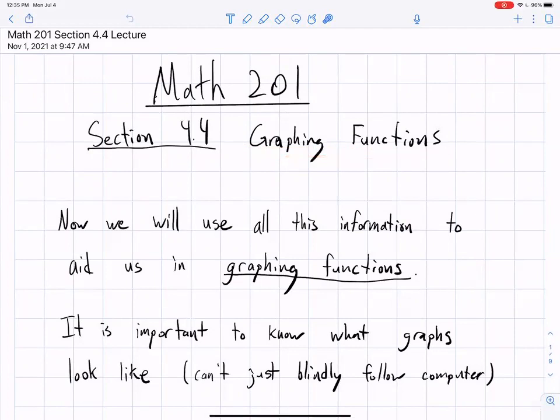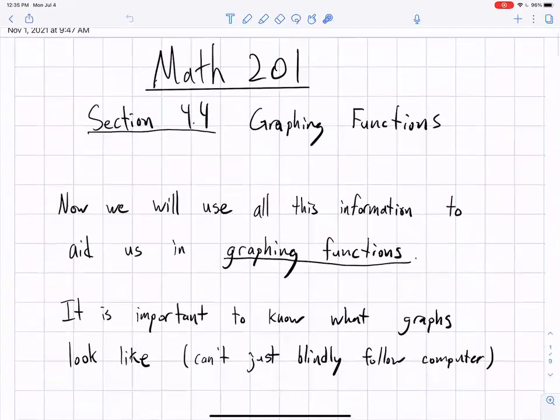The idea of this section is we're going to use all the stuff from 4.3 about what the derivative tells us. We're going to use all that information to aid us in graphing functions, all the stuff about increasing, decreasing, concave up, concave down. All that stuff will help us to understand better how to graph a function.